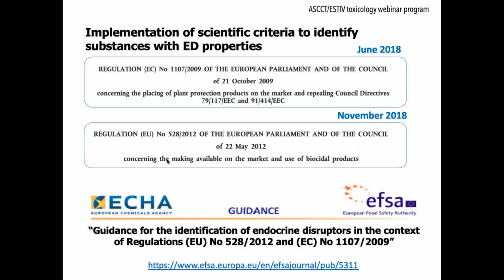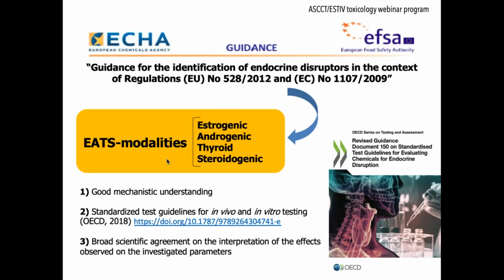In 2018, scientific criteria to identify endocrine disruptor substances were implemented in pesticides regulations, and at the same time, a guidance document for the implementation of these ED criteria was published by the European Chemicals Agency and the European Food Safety Authority. This guidance is basically a protocol to identify if a substance has endocrine disruptor properties. Before going to the steps described in the guidance, it's important to mention that the ED criteria cover all the endocrine disrupting effects, but the guidance mainly addresses four modalities: estrogenic, androgenic, thyroid, and steroidogenic. This is because there is better mechanistic understanding, there are some in vitro and in vivo standardized test guidelines, and there is a broad scientific agreement on the interpretation of the effects.